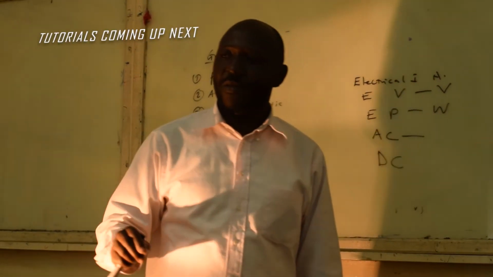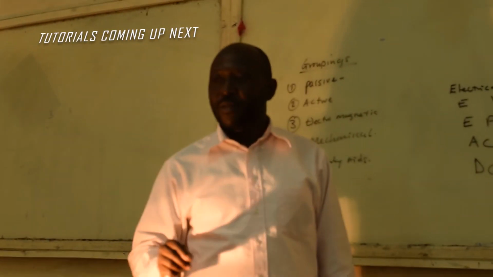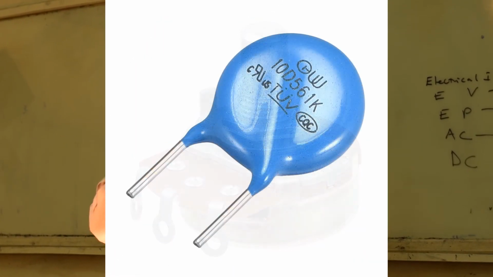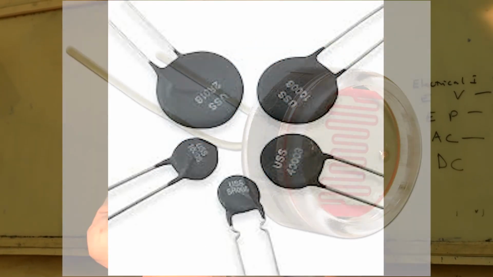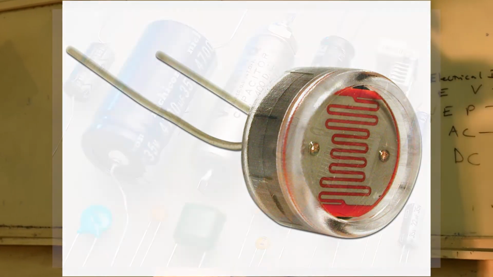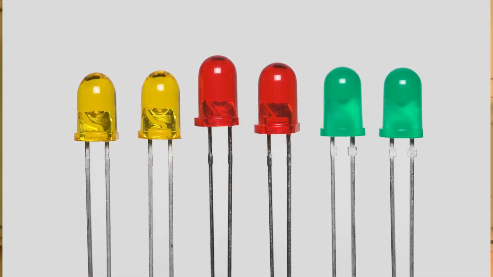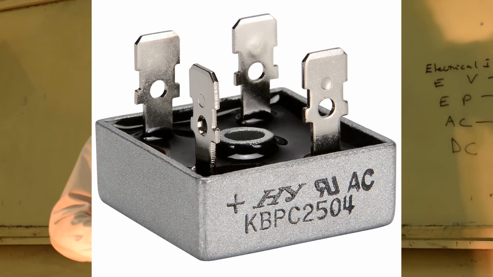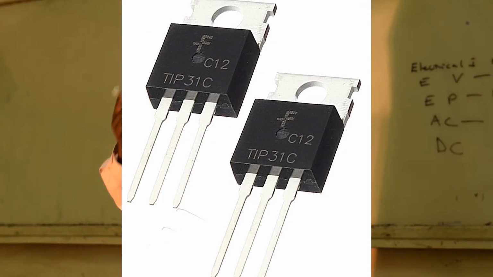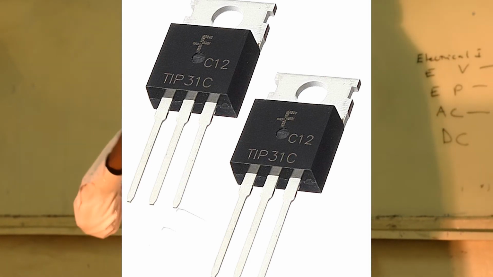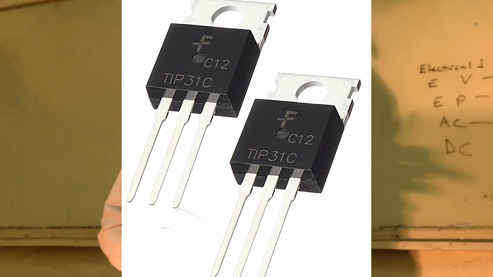In the next tutorials, we shall talk about resistors and potentiometers, varistors, thermistors, light-dependent resistors, capacitors, diodes including Zener diodes, light-emitting diodes, bridge rectifiers, transistors including field effect transistors, unijunction, Darlington, light-sensitive transistors.